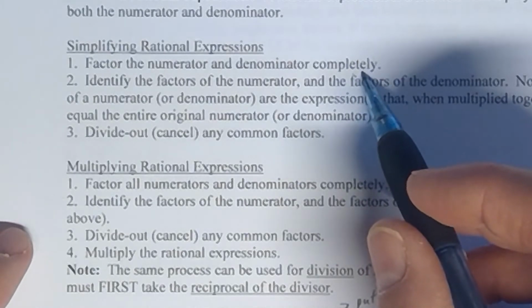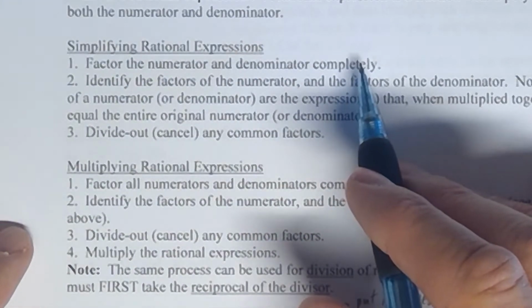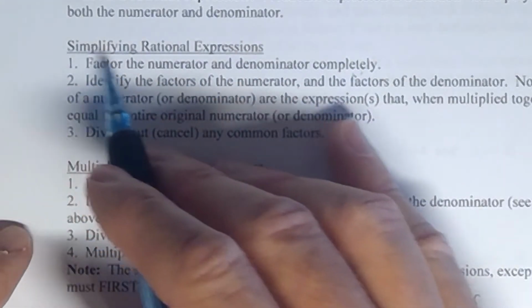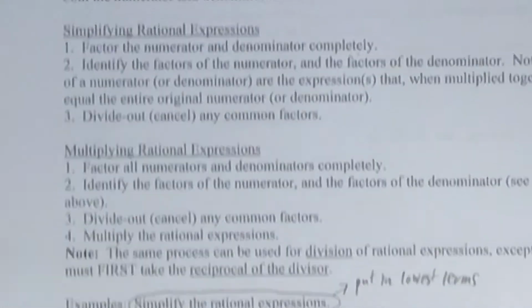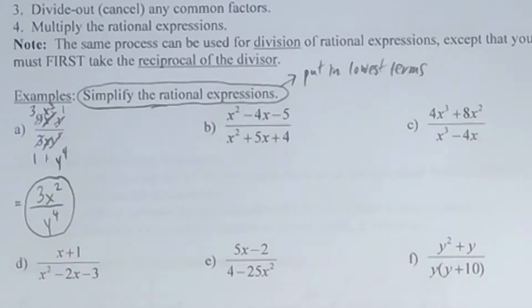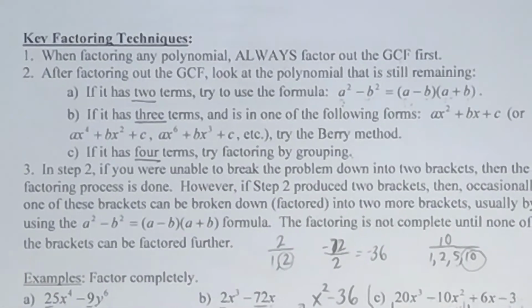Okay, you don't need to do this step if it's just a single term on the top and bottom. But if there is more than one term in the top or the bottom, you need to do this step right here. You've got to factor the numerator and denominator completely. And so we're going to do the factoring. Little review right here about factoring.